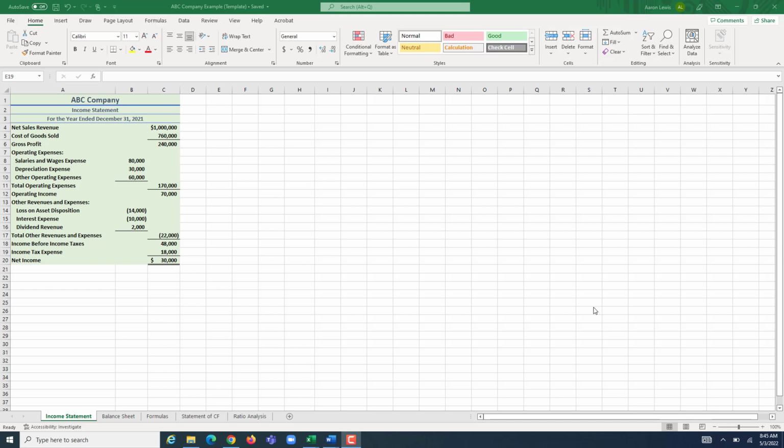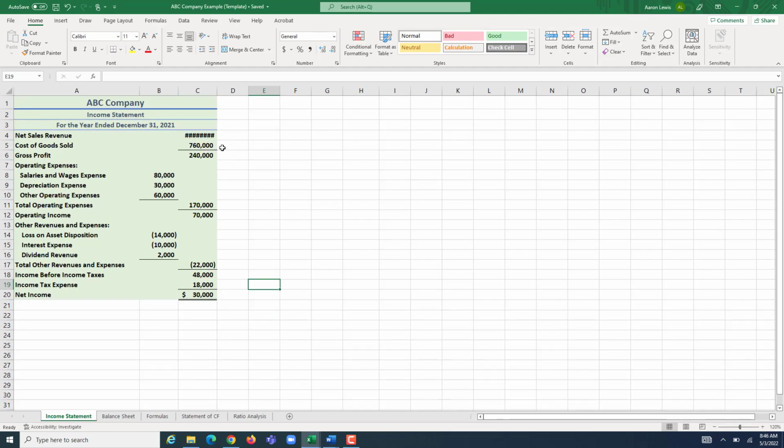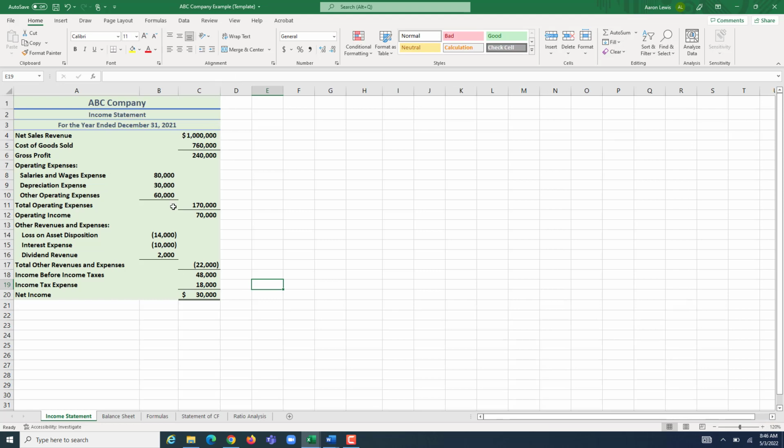So we're going to do ABC Company, and we see here that ABC Company has all of their information already filled in for their income statement, and ultimately they ended up turning $1 million of net sales revenue into $30,000 of net income. Let me pull this up and make it a little bit bigger for you. We have all of their various costs going through. Some of them are real paid expenses, salaries and wages expense, etc. Some of them are not, like depreciation expense is a non-cash expenditure.